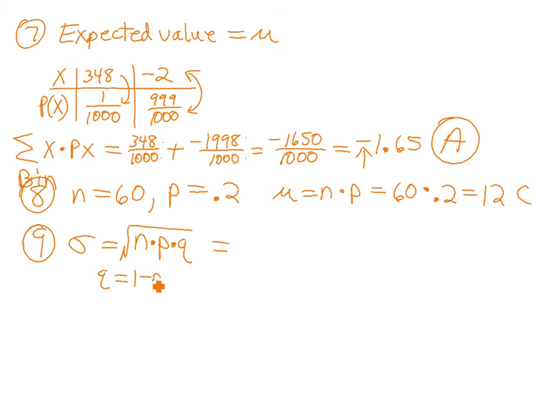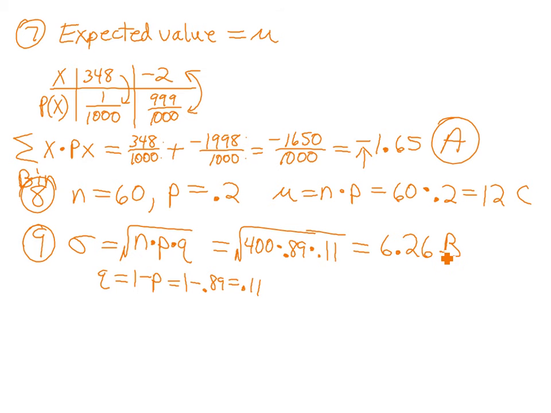So this time, 1 minus 0.89 is 0.11. So we take the square root of n, which is 400, times p, which is 0.89, times 0.11. Do the square root of that, and our calculator gives us 6.26, which is letter B.